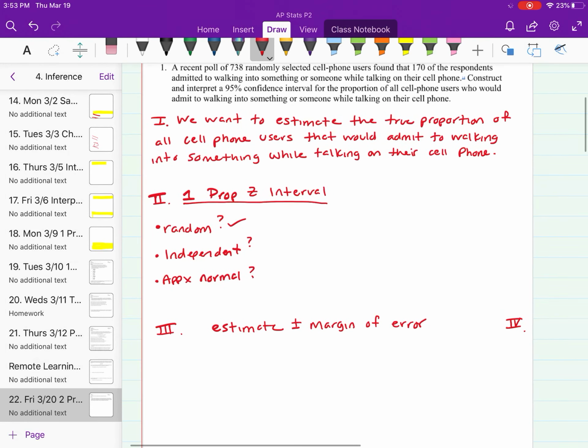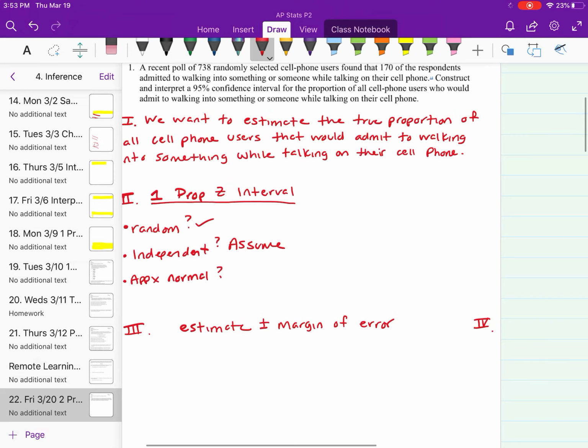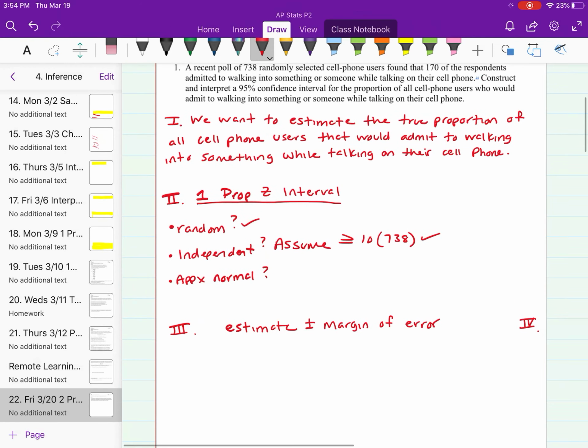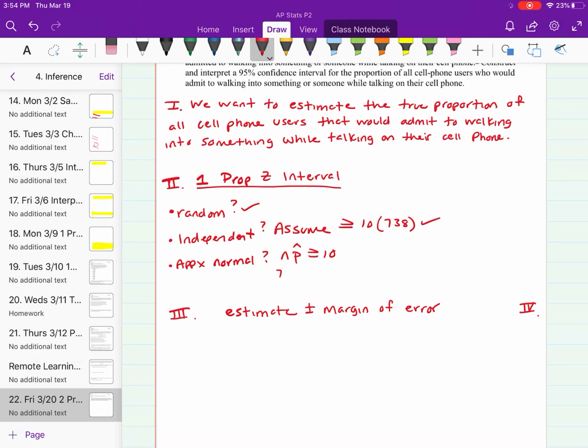Independent, that's when we check the 10% condition, so we're going to have to assume that the population of cell phone users is at least 10 times our sample size. So we'll assume that there's greater than or equal to 10 times 738 cell phone users. And approximately normal, that's when we check n times p hat has to be greater than or equal to 10. N is our sample size, which is 738, and p hat, which is the sample proportion, comes from the problem.